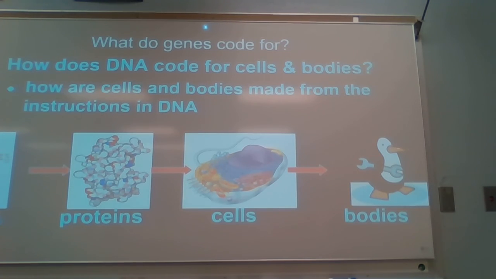And so essentially, when you look at the person next to you, all the differences that you see are because you make slightly different proteins, and you make slightly different proteins because you have slightly different DNA. 99.9% of your DNA is exactly the same as the person next to you. That 0.1% difference, it's probably even less than that, is what causes us to have different traits.